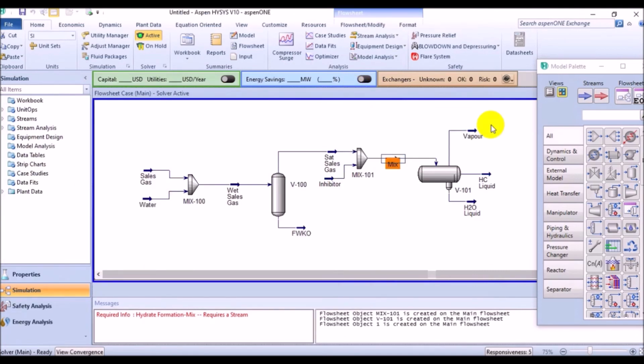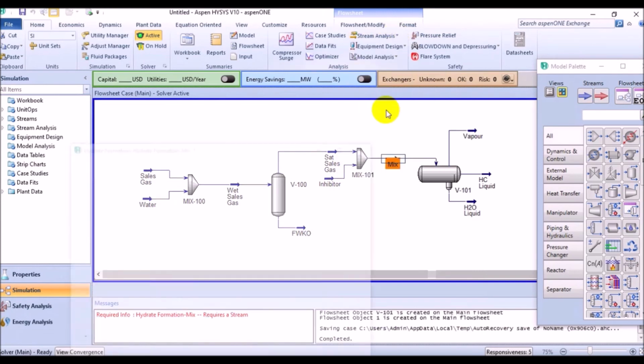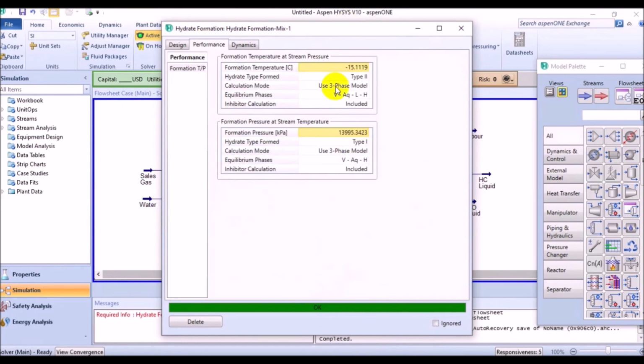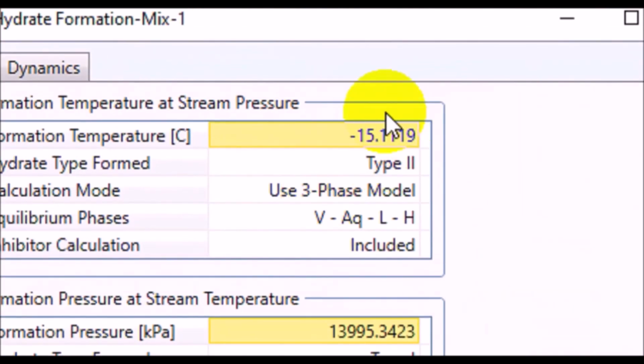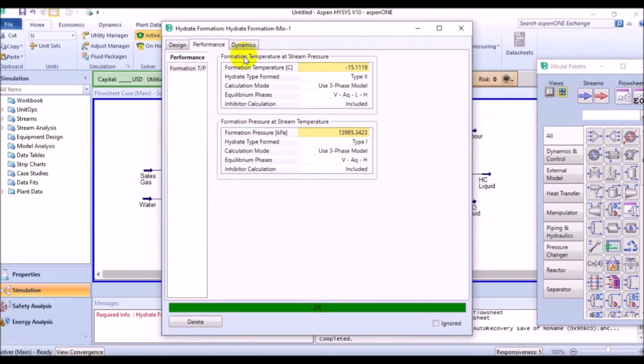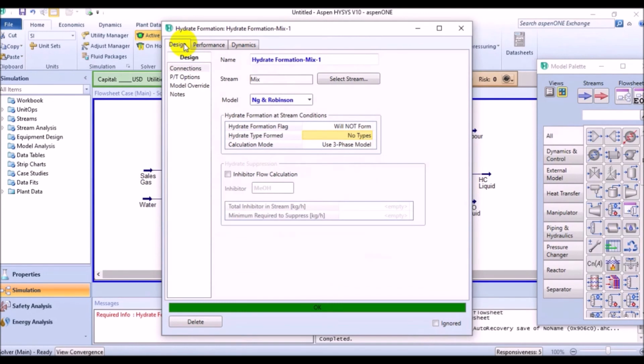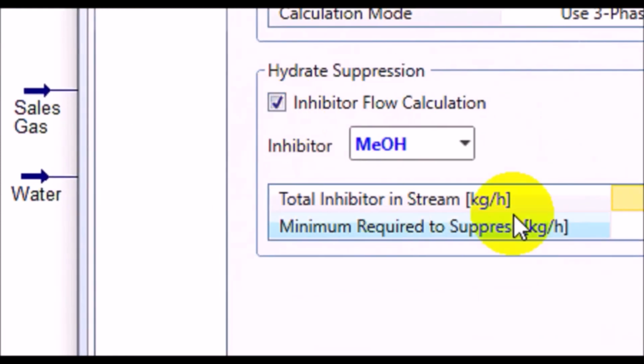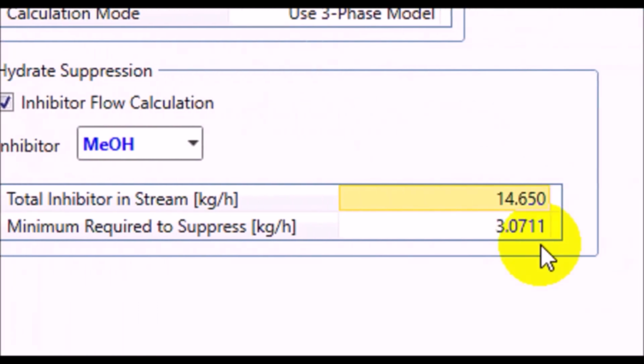Then we can come back to the stream analysis of the stream mix. Now you can see that the hydrate will not form and its formation temperature is negative 15 degrees Celsius. Here you can experience that the amount of inhibitor can exactly affect the hydrate formation temperature. And take a note for yourself. You can also adjust the mass flow rate of inhibitor with the hydrate formation temperature.